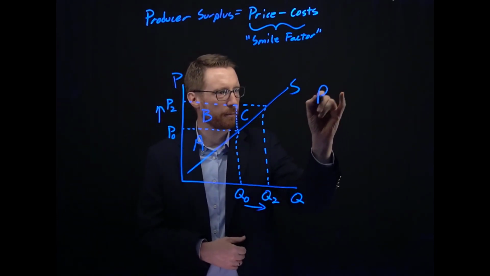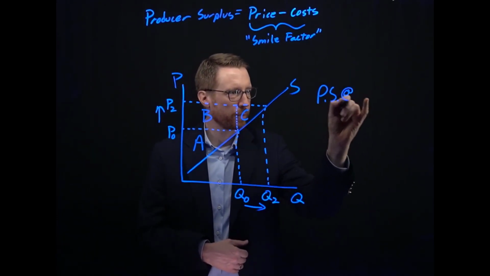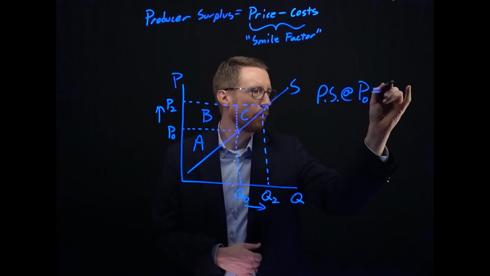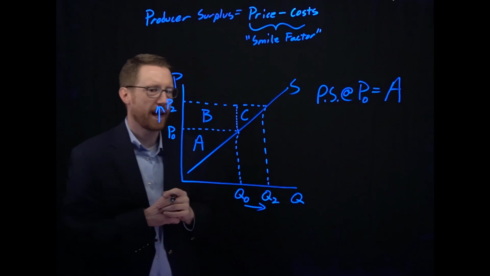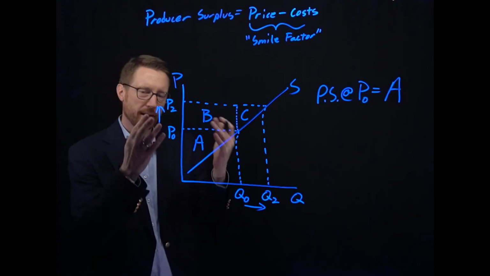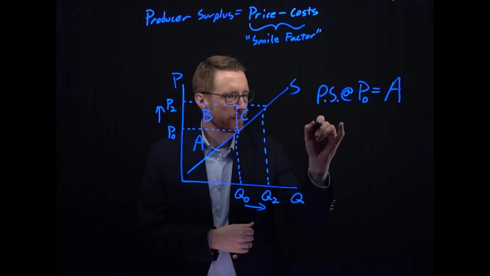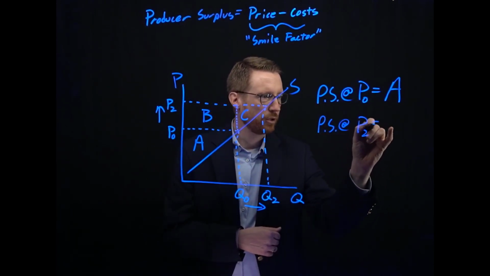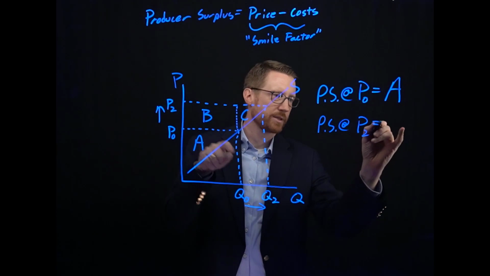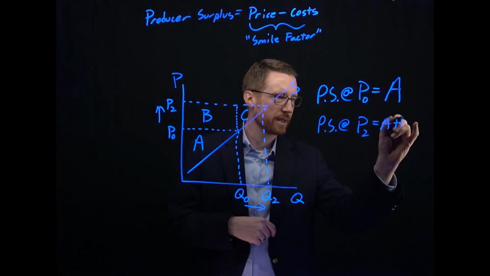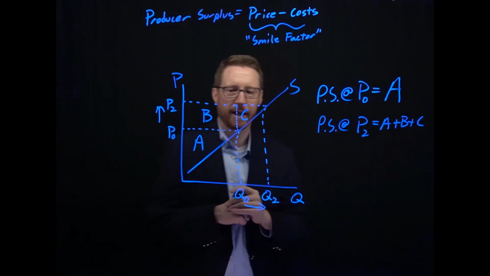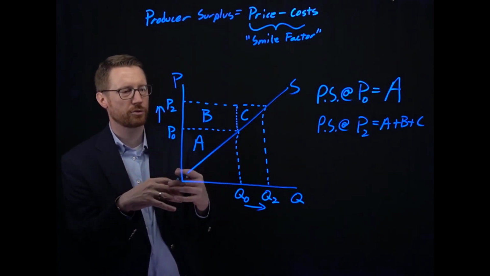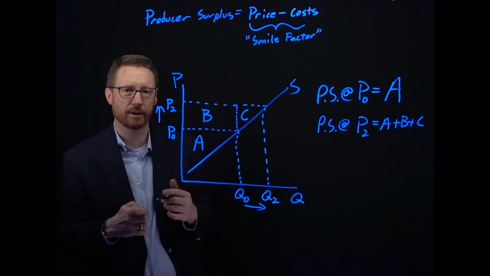If we think about producer surplus at that initial price, at P naught, what is it? It's just area A. Then price increases, so we've got producer surplus at P2. Well, what is that equal to? It's equal to area A plus area B plus area C. So we can clearly see that producer surplus is increasing when prices are higher.